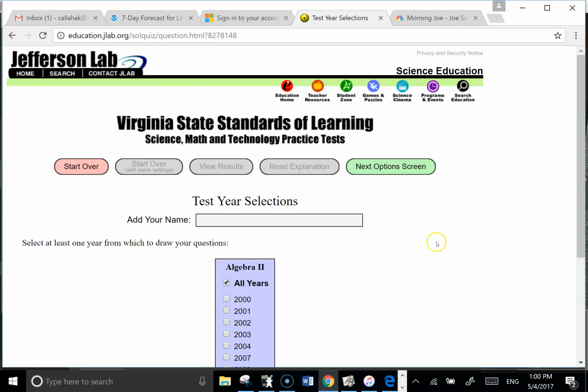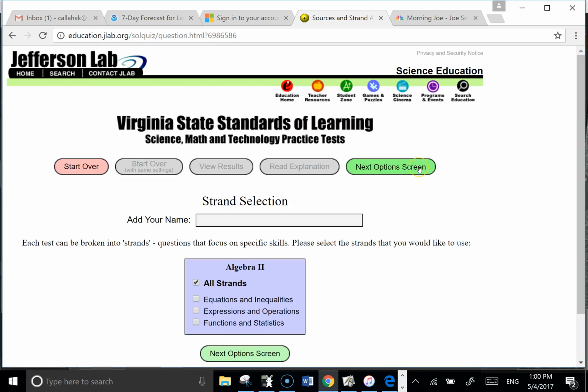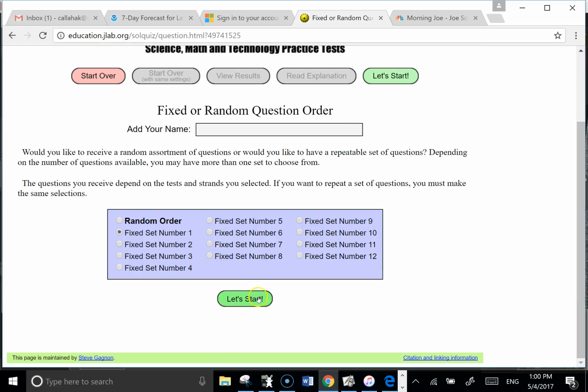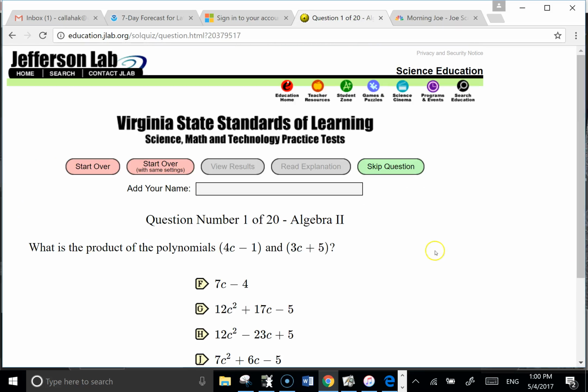Okay, all years. At this point, we've done most of expressions and operations and equations and inequalities, but we haven't talked much about functions and statistics. That's what we're going to do in the next couple. And then you get to pick what you want. So let's say I pick the fixed set number 1. It's going to be 20 questions.